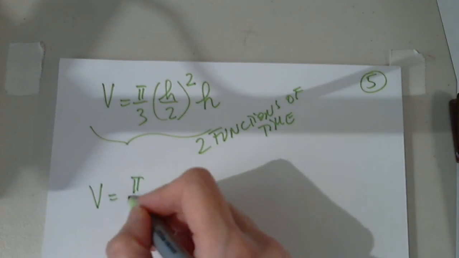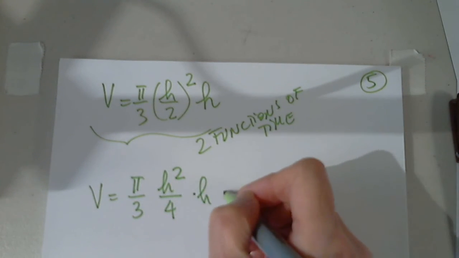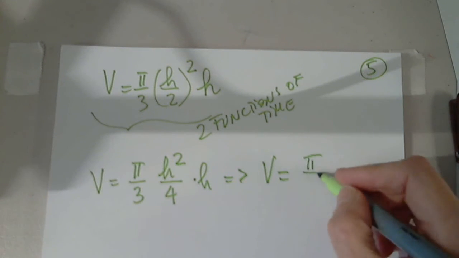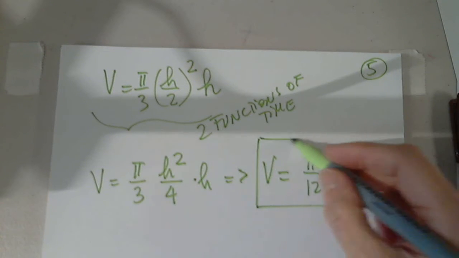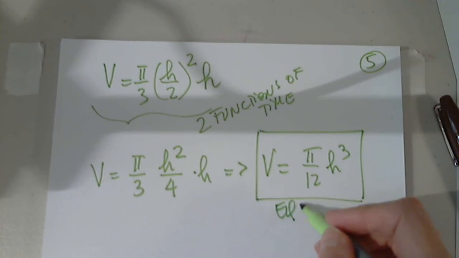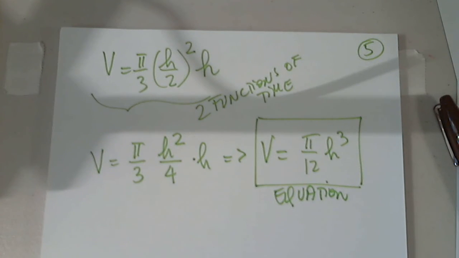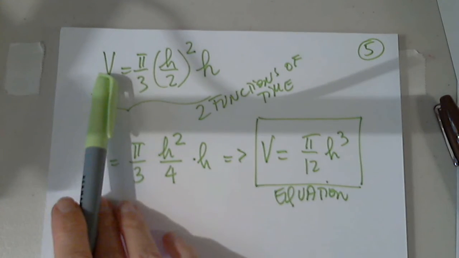Simplify. Pi over 3 times h squared over 4 multiplied by h. Simplify again from here. Volume equals pi over 12 h to the third. This is the equation we need. And from here we will differentiate implicitly to determine dh over dt. The two functions of time are v and h.